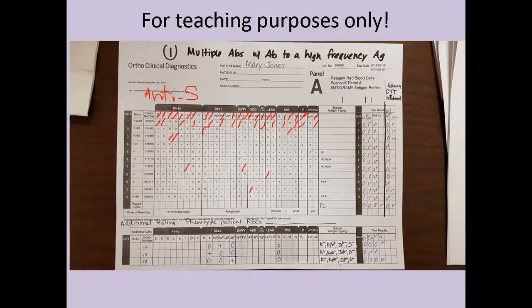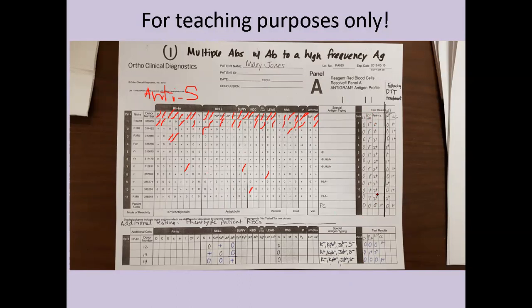Because we know that DTT eliminates KEL antigens, we want to think about which ones of the KEL system are high frequency. We know little k is high frequency, it's on every cell, KPB is on every cell, and JSB is on every cell. So those are the three high frequency antigens. How are we going to tell which antibody this patient has?